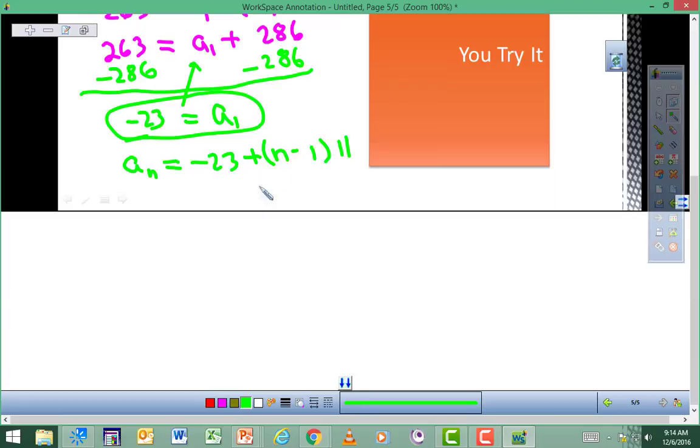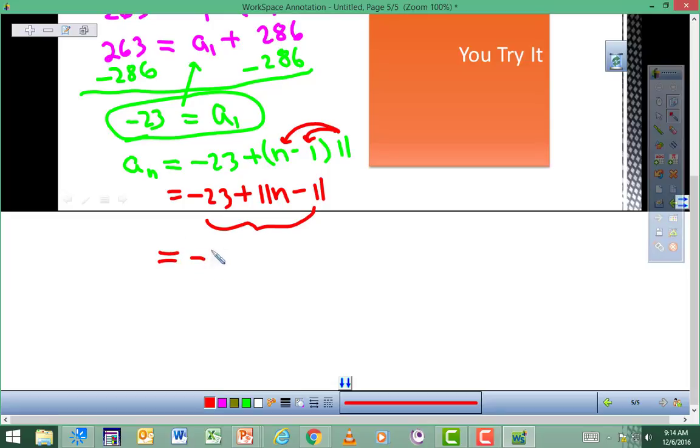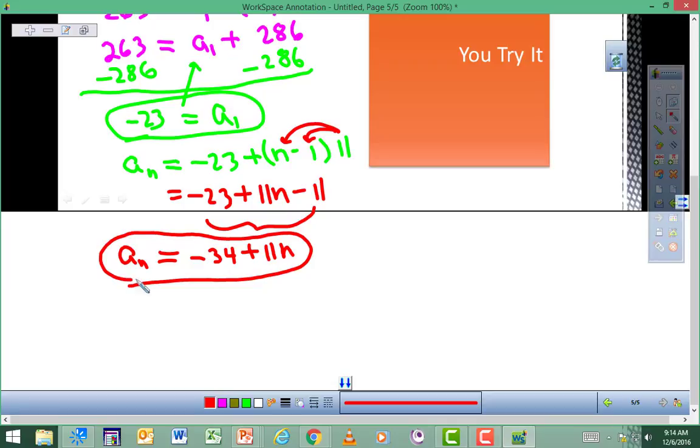And of course, we don't want to leave it like this. We want to simplify it further by distributing this here. We can clean things up a little bit. Negative 23 plus 11n minus 11. And then these two combine, of course, to give us negative 34. Is that right? Plus 11n. Alright, so then there's our a sub n. That's about as hard as these problems get.